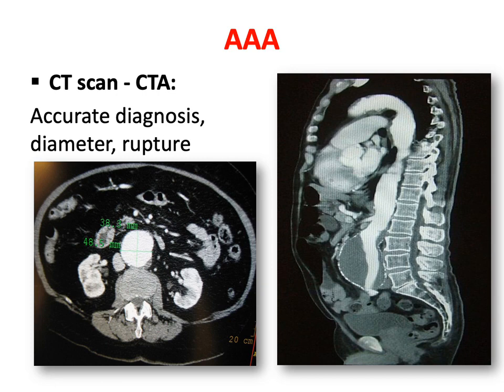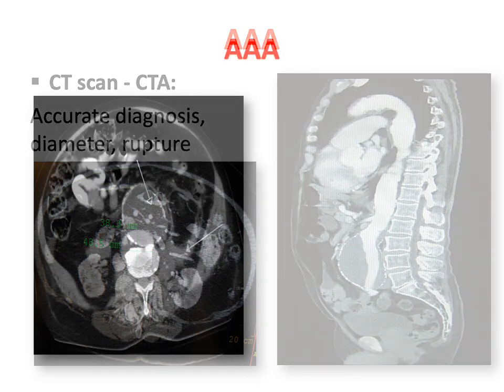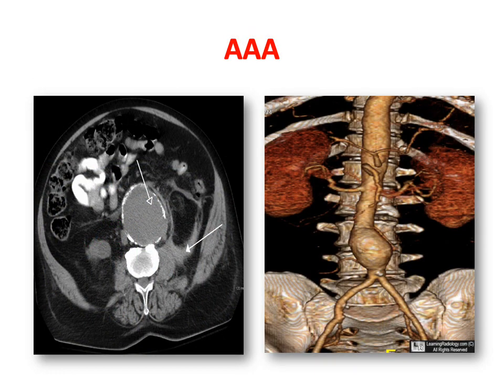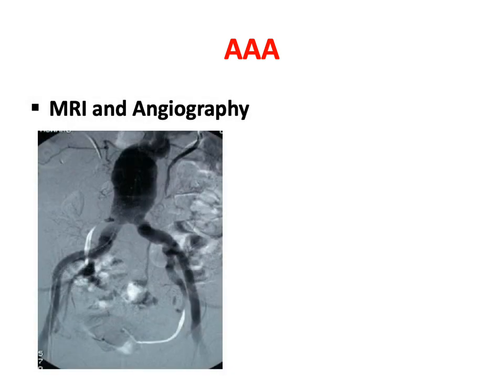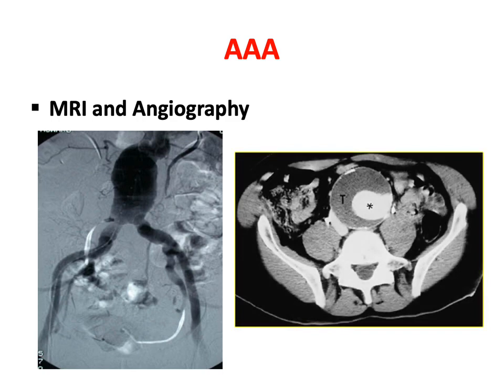Other test, CT scan or CT angiography. It will give accurate diagnosis and the exact diameter of the aneurysm extent, and it will discover any signs of rupture. Another picture of CT angio of abdominal aorta, CT angiogram. Another test used in the diagnosis is MRI and angiography.